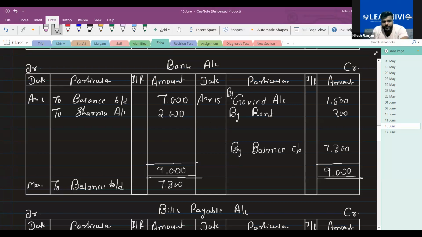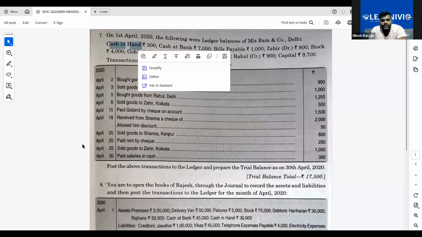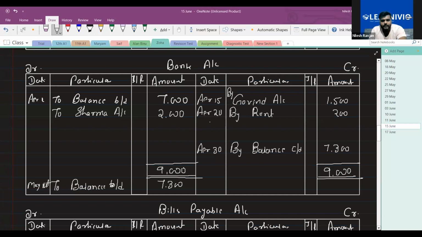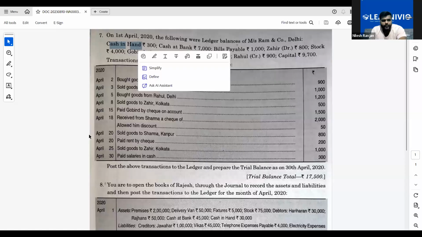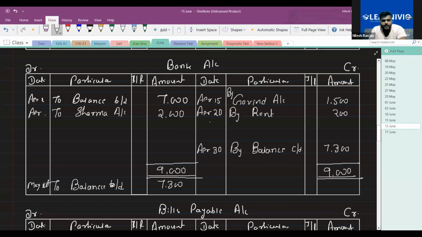This is May 1st. This is April 30th. Or April 20, April 18. So this is how we have to write the transaction and the opening balance in the ledger account. Is this clear to you?